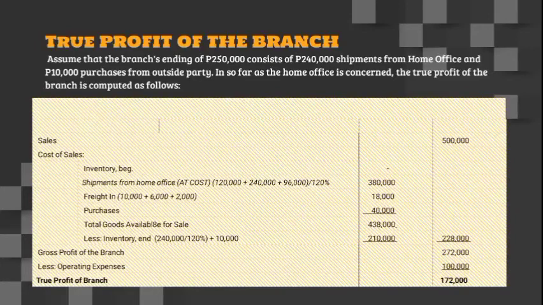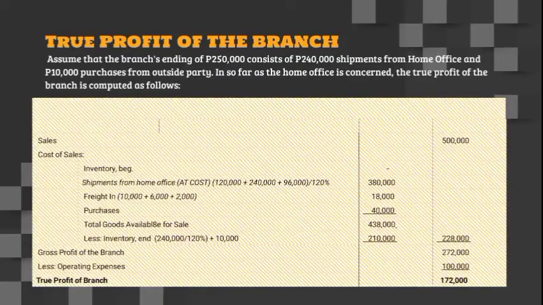So, let's check if it is correct. Kindly use your calculators. Then input this. 456,000 divided by 120% is 380,000. Alright, let's continue. Freight in is also the same, which is 18,000 plus purchases 40,000. So now here is the total goods available for sale at cost, which is 438,000.